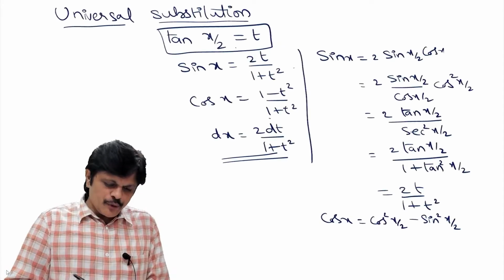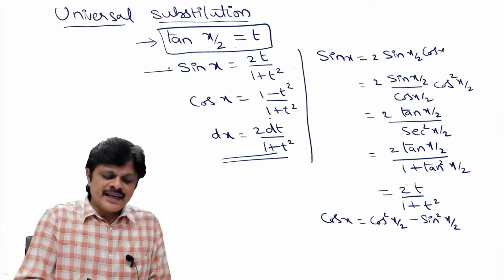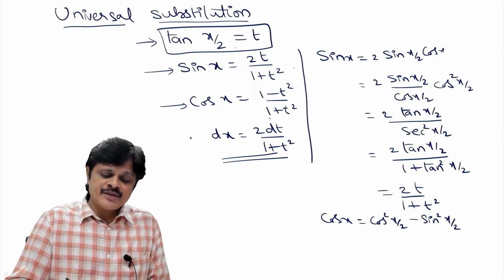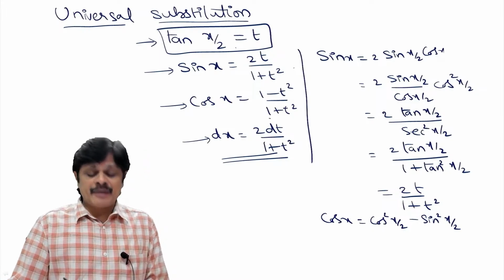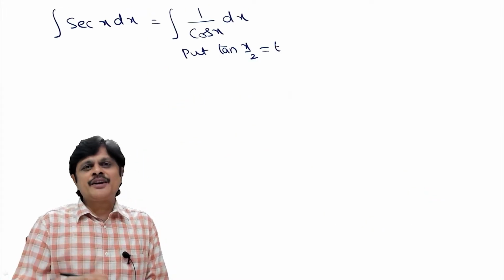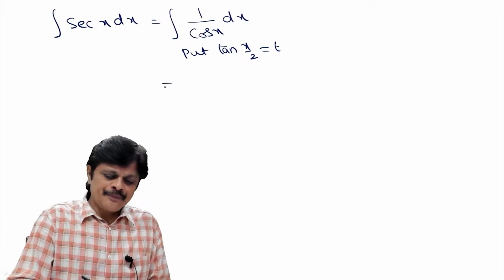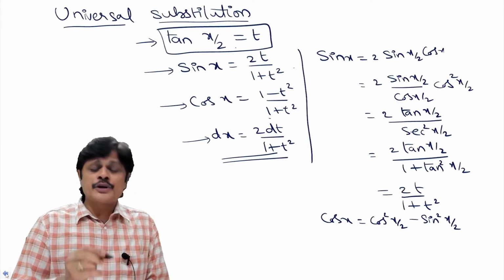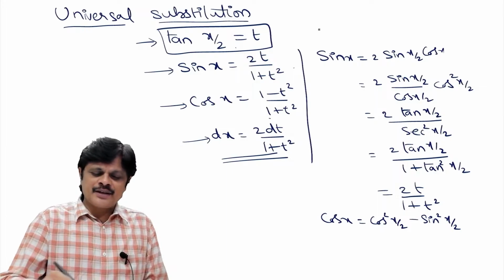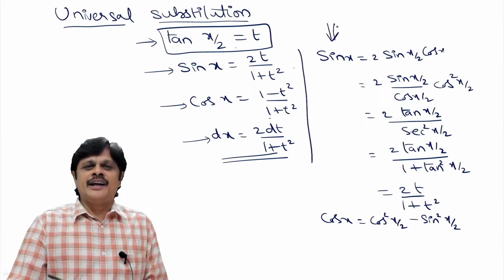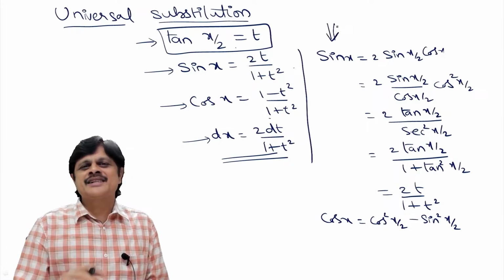So when you put this substitution, you should remember all this. sin x becomes 2t by 1 plus t square, cos x becomes 1 minus t square by 1 plus t square, and dx becomes 2 dt by 1 plus t square. So if you remember directly, you can substitute. Otherwise, you have to waste your time again deriving them. Okay. See, whenever you want to use such rules, you should remember them. You can't say, no, I want to derive it and check. Derivations are only for our understanding purpose.